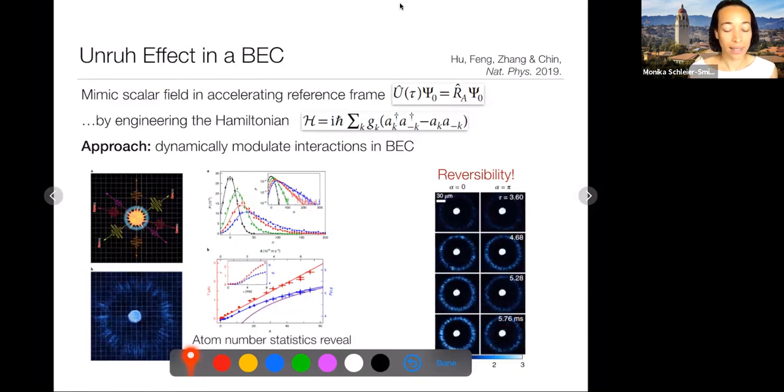So this is a totally different approach that's not connecting quantum information, or thinking of a black hole in terms of a scrambling operator and qubits, but asking more, in this case, can you engineer a Hamiltonian that looks like this field that's in an accelerating reference frame? Okay, so that's one other experiment that's going on in the group of Chen Chin. I'll just pause here.